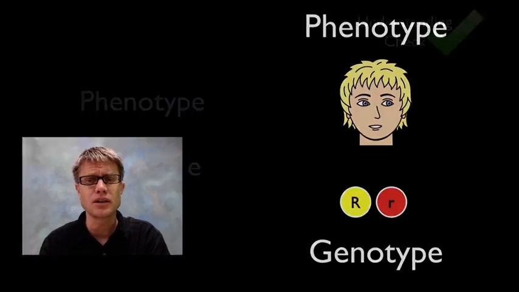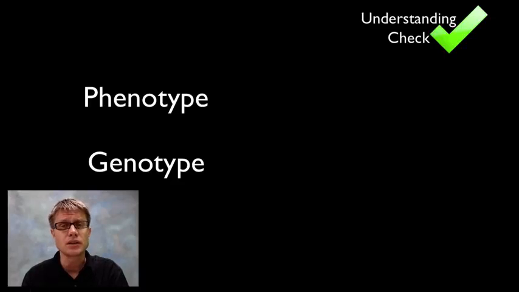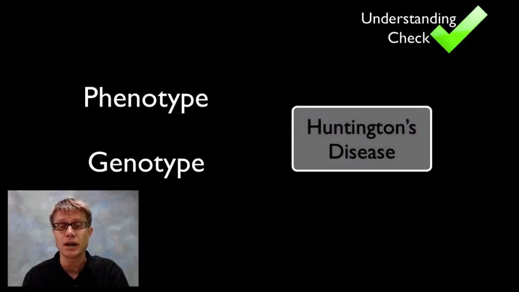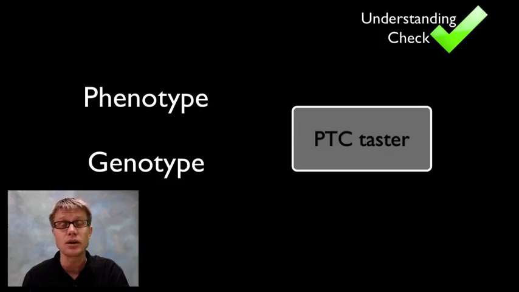And so let's check our understanding. I'm going to show you a few things, and what I want you to do is tell me if this is a phenotype or a genotype. I'll pause for a second to let you answer. And so let's start with the first one. Let's say an individual has Huntington's disease. That's right. That should be a phenotype because it's going to be the physical manifestation of their genes. Let's try another one. Let's say an individual can taste PTC, or a chemical. That would also be a phenotype because it's a physical manifestation of their genes.